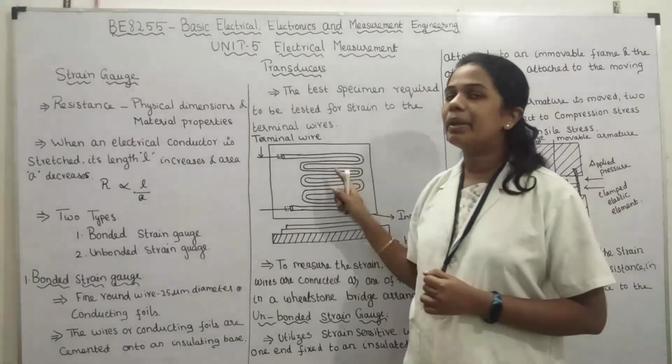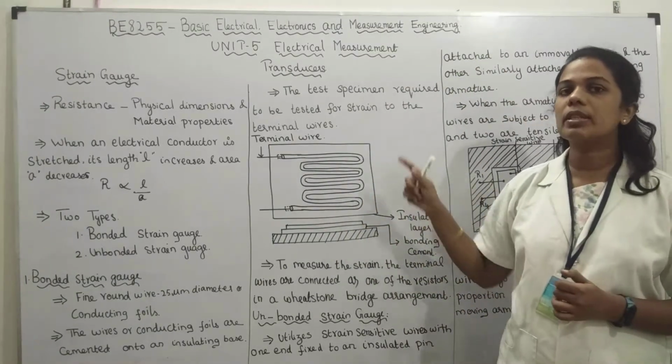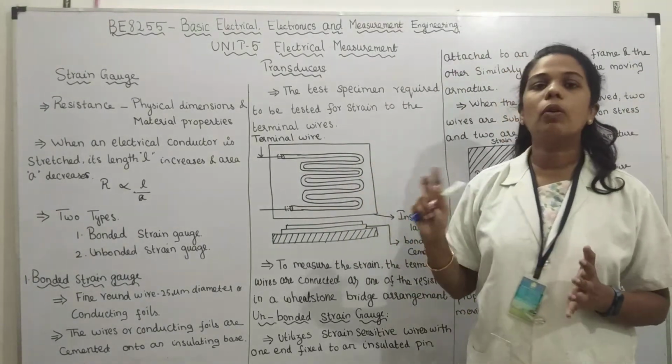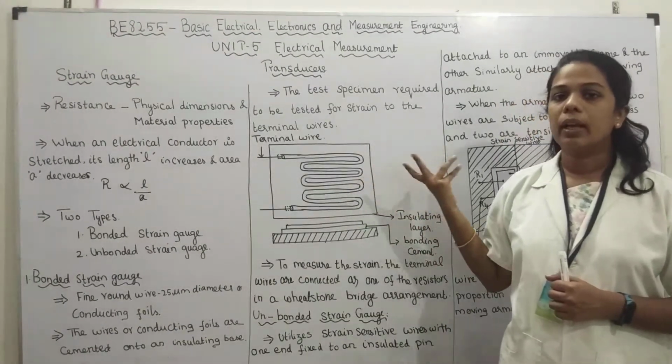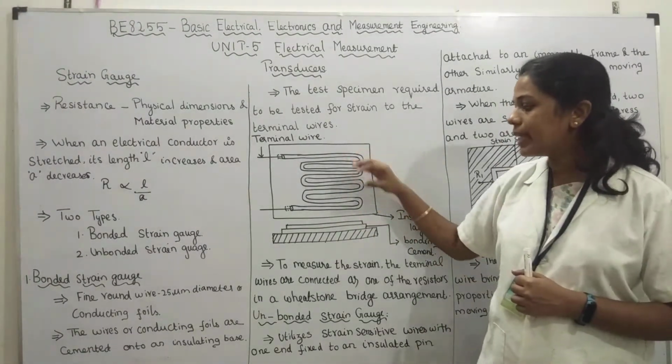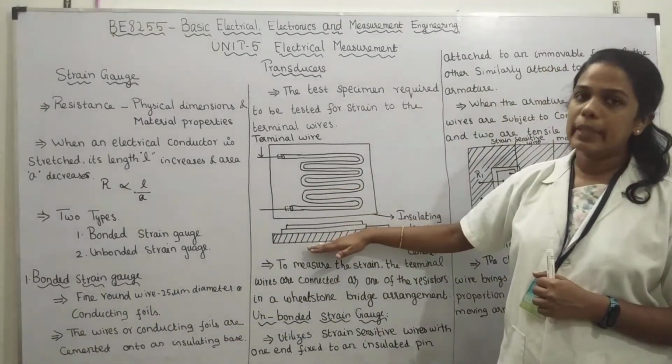The diameter of this fine wire is about 25 micrometer. This fine wire or conducting foil is placed on the insulating base.